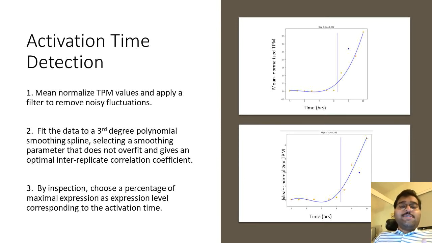And so having produced these spline fits, the final step was to then define a threshold expression level as the activation time. And so after scrolling through genes and inspecting by eye, I settled on 20% of the maximum expression as my threshold. So for every gene, I defined the activation time as the first point where we saw at least 20% of the maximal expression level.